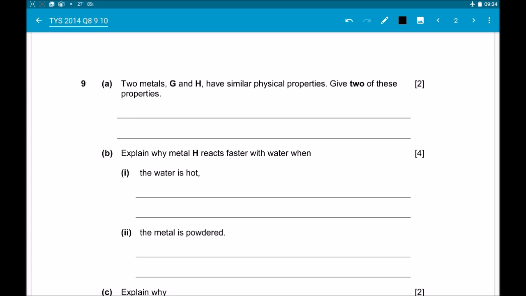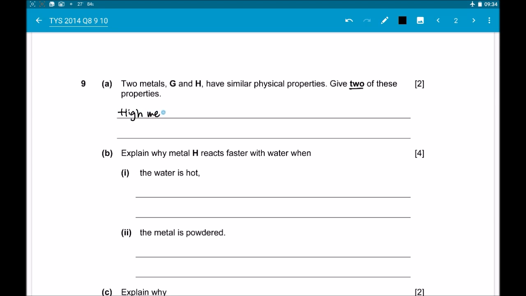So let us now look at question 9a. Two metals, G and H, have similar physical properties. Give two of these properties. So we are looking at the physical properties of metals, and we know that there are more than two. So you can just list any of the following.